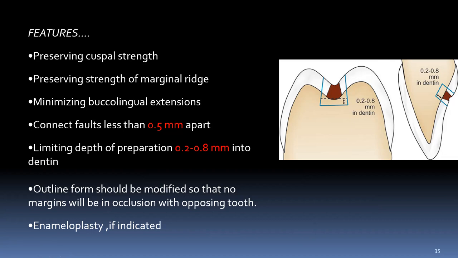And enameloplasty, the term enameloplasty means the removal of sharp and irregular enamel margins, and this can be done either by rounding or saucerizing, which can convert the cavity into a smooth groove, which will be self-cleansable.